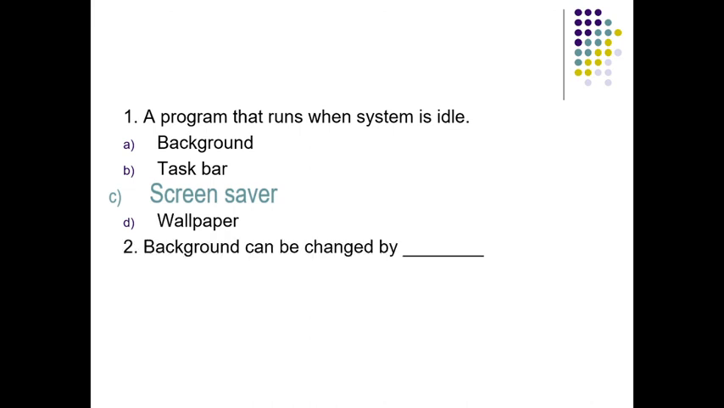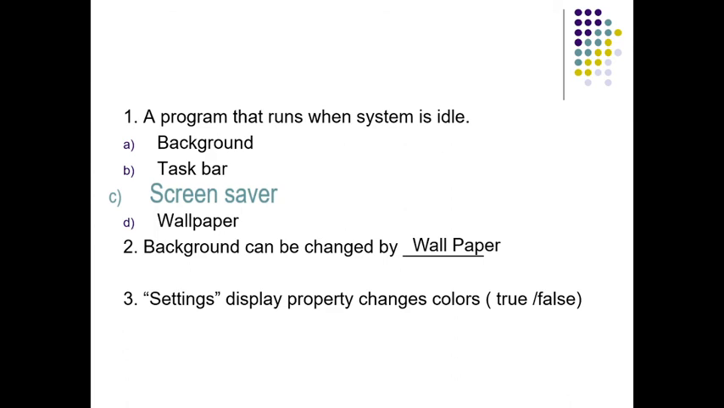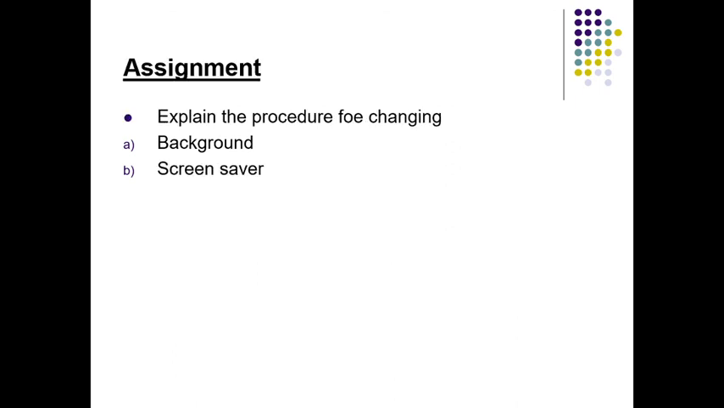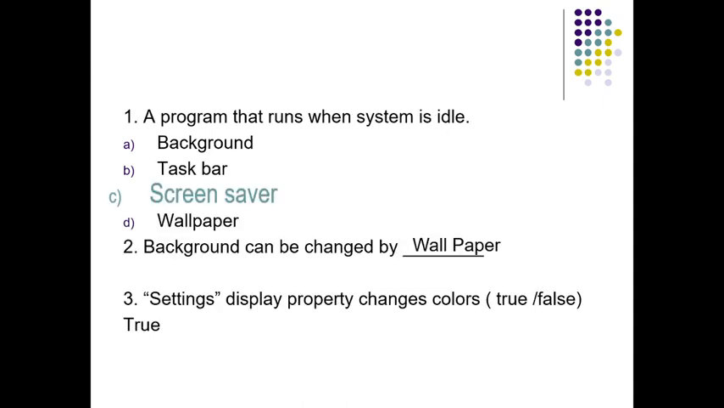Second question, that is a fill in the blanks. Background can be changed by dash. So what is that, students? How can we change the background? Through wallpaper. Okay, so we can change the background of a desktop by using a wallpaper. Next, third question, whether it is true or false: settings display property changes color. It is true. We have already seen in settings how we can change even the colors also. So these are the three quiz questions of today's class.